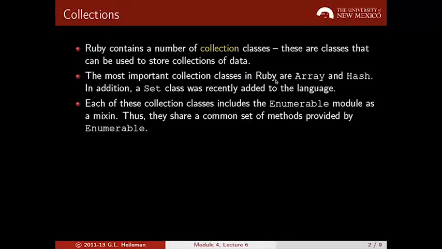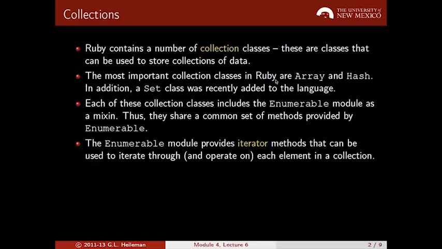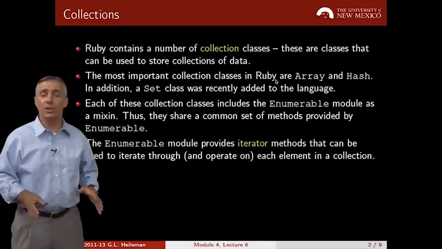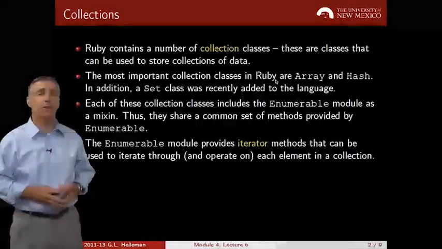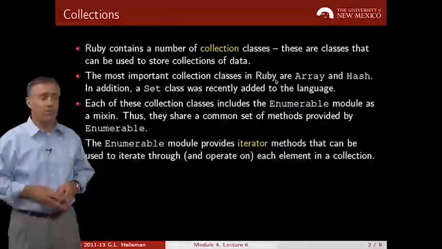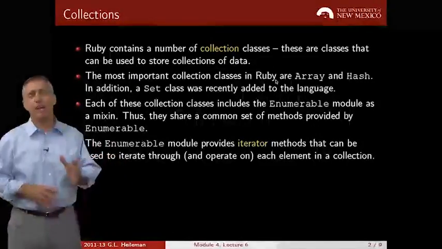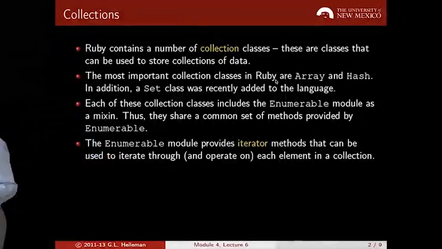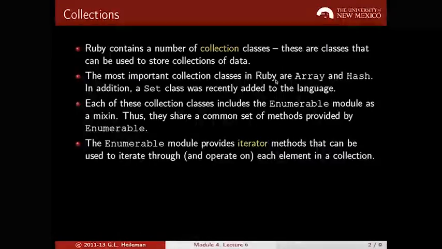Now, each of these collection classes includes the enumerable module as a mix-in. So these are included in those classes, and this allows these collection classes to share all of the methods that exist in enumerable. And the enumerable module provides something called an iterator, very important, and typically it's called the each method. This is used to iterate through each and every item in a collection and perform operations on it as you iterate through them as well.